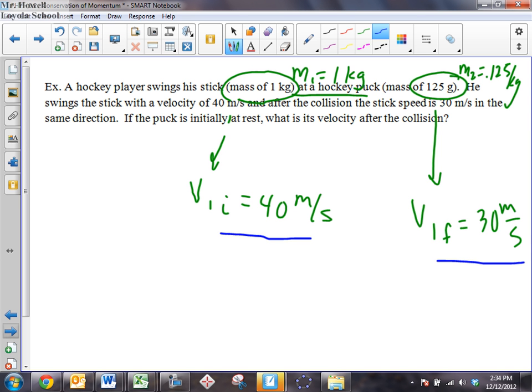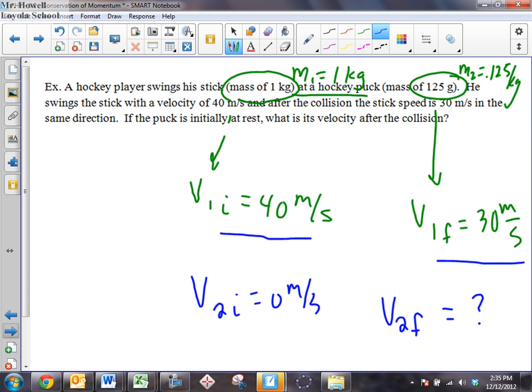Now, the hockey puck is said to be at rest initially. So we could say the velocity of the second object initially is 0. And we want to know what is the velocity after the collision. Again, we're looking at the puck here. If the puck is initially at rest, what is its velocity after? So we want to find the velocity of the second object after the collision, V2F. Okay, and that's our question mark.